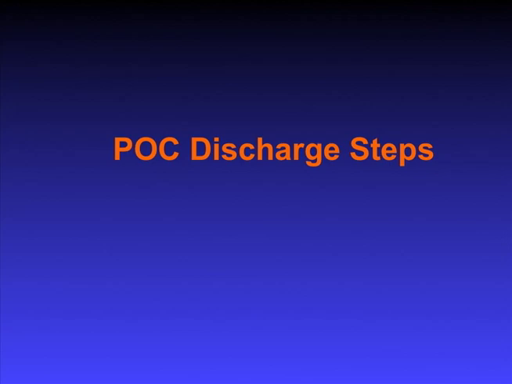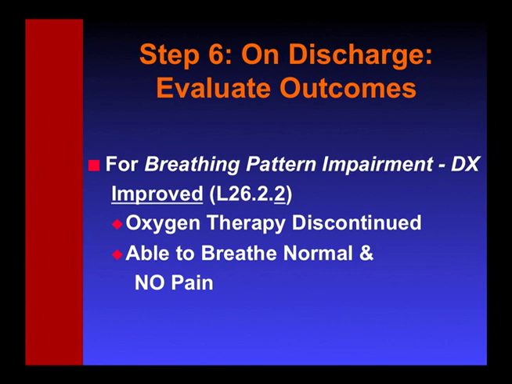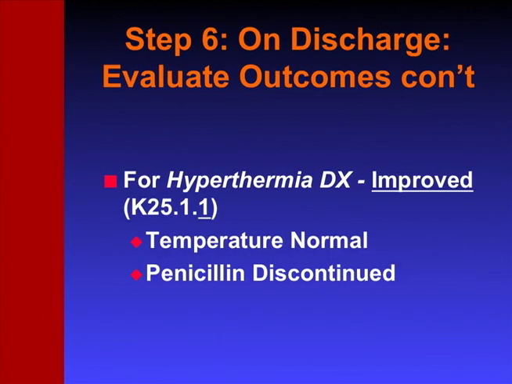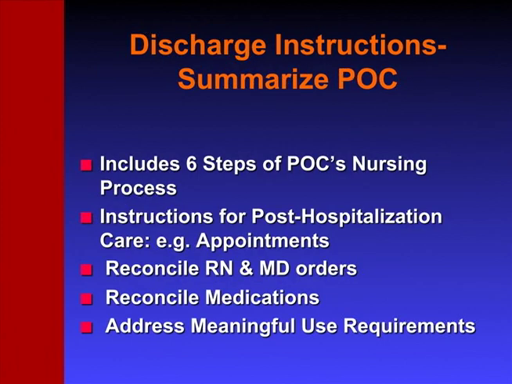The last and final step 6 occurs on the day of discharge, that is, when all the active diagnoses must be evaluated and actual outcomes recorded. Thus, for breathing pattern impairment diagnosis, it was improved because the oxygen therapy was discontinued and the patient was able to breathe normally. And for hyperthermia, it was improved because the temperature was normal and penicillin was discontinued. Once the plan is closed and the analysis of the POC, outcome information should be performed to measure the outcomes and analyze the nursing care.